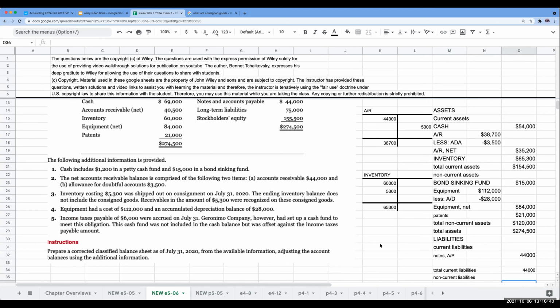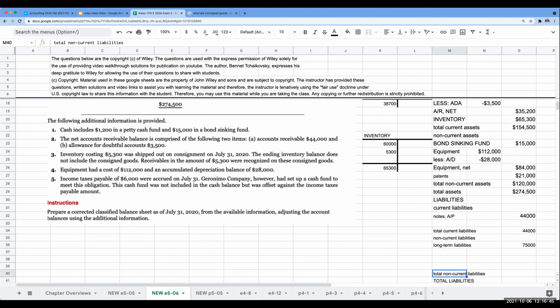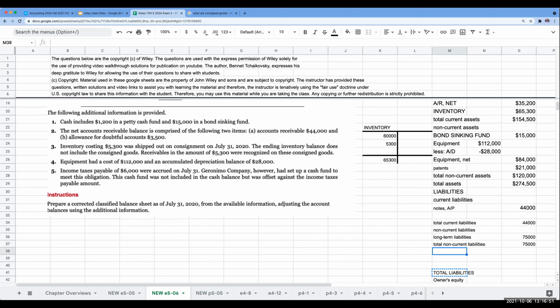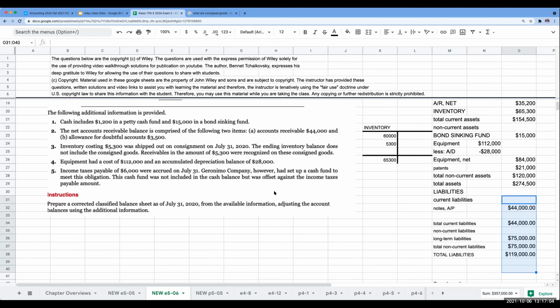My long-term liabilities up here are 75,000. So my total non-current liabilities up here are going to be 75. And my total liabilities as of right now are going to be my current plus my non-current. Okay, so I did this intentionally because I want to look at number 5 last. Okay, so let's go ahead and take a look at this.